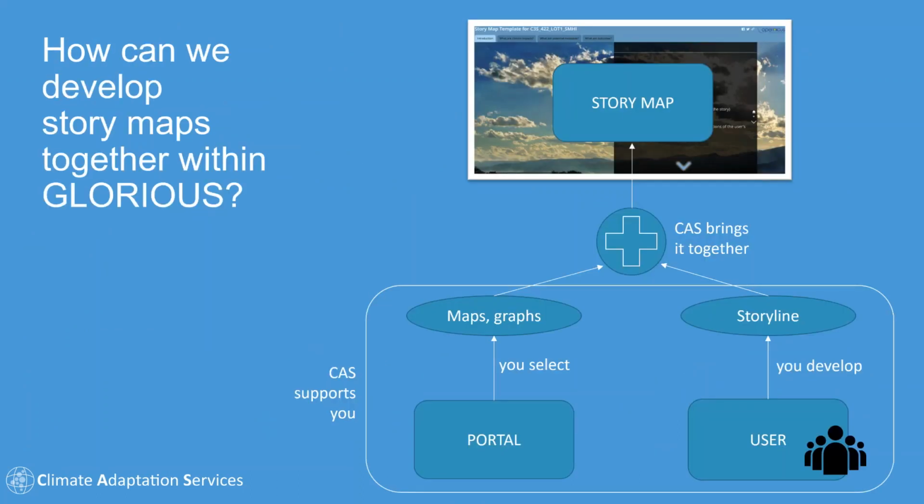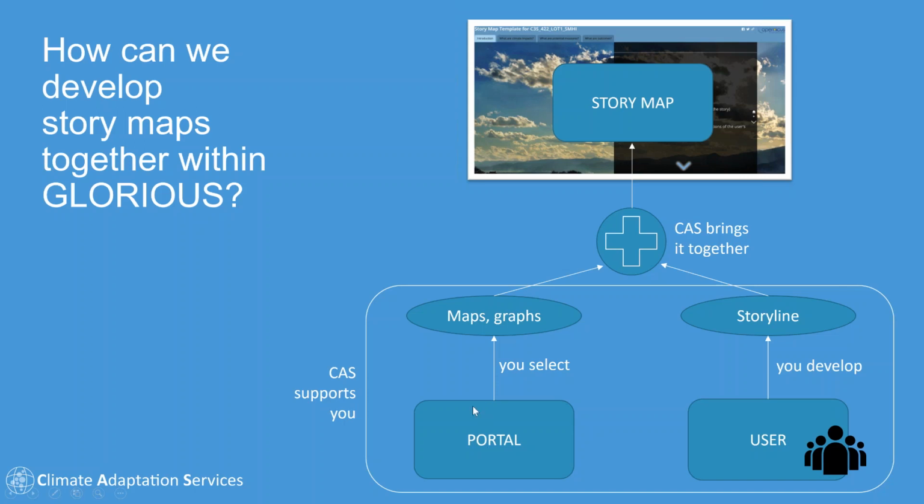So we have seen what the story map could look like in the end, but now we want to discuss how can we actually work together on story maps. We know story maps very well, and we have developed several story maps, and we have an understanding of climate adaptation, but we don't know the use case very well. So this is where you come into play. We need your help to develop this story map.